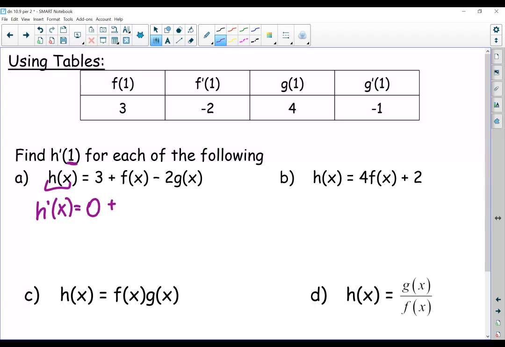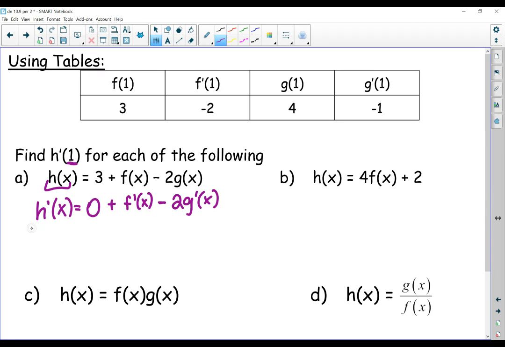I just know it has a derivative and its derivative would be called f prime of x. So I'm just going to write f prime of x minus, now 2 is a constant multiple, so it comes down. And then again, I don't know what g of x is, but I know its derivative would be named g prime of x, whatever that might be.